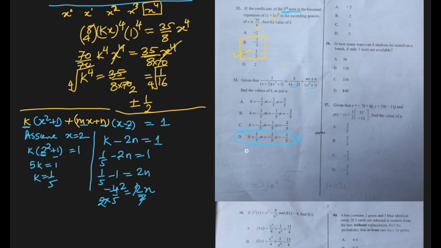I'm sure m will also be matching, but let me ensure it again. This time I will compare the coefficients of x squared. K times x squared will give me x squared, right?